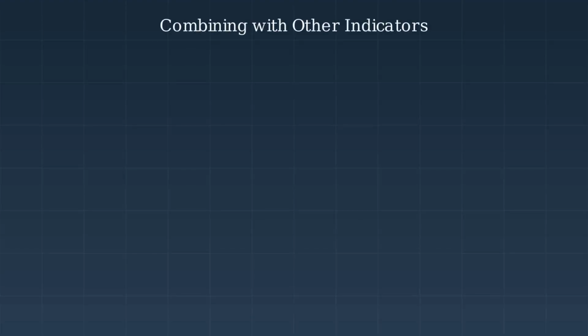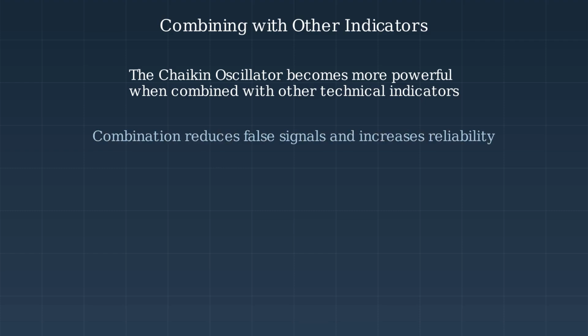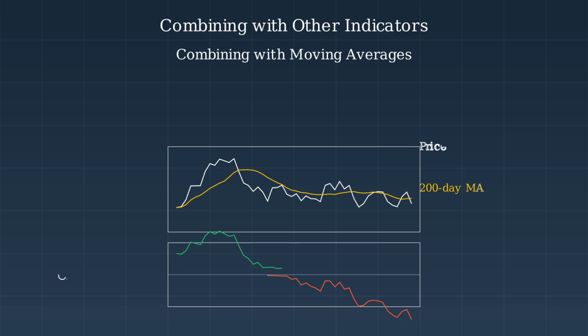The Chaikin oscillator becomes significantly more powerful when combined with other technical indicators. Using multiple indicators together reduces false signals and increases the reliability of your trading decisions. A common approach is to combine the Chaikin oscillator with moving averages. For example, traders often look for Chaikin buy signals only when price is above its 200-day moving average.